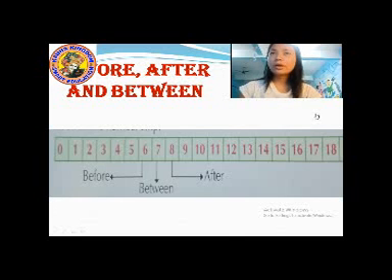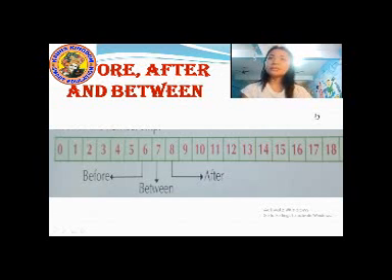Okay students, now we are going to learn before, after and between. To understand this, look at this picture, look at this number strip. See, 7 is marked as between, 8 is marked as after, and 6 is marked as before.